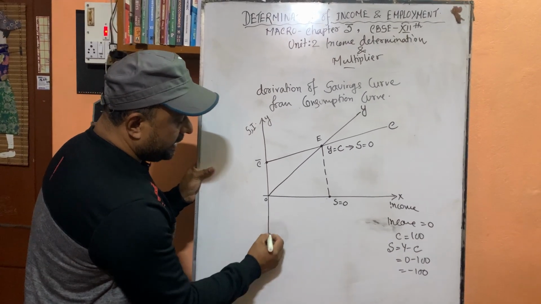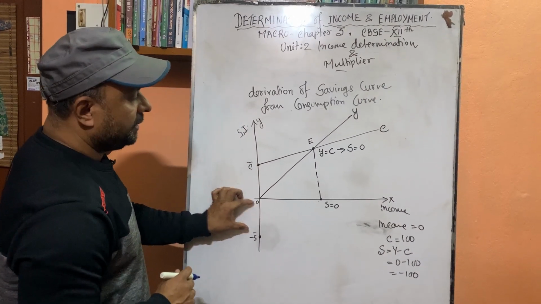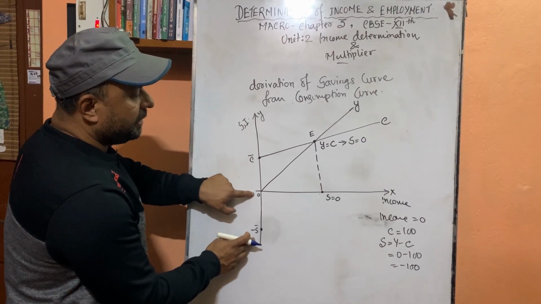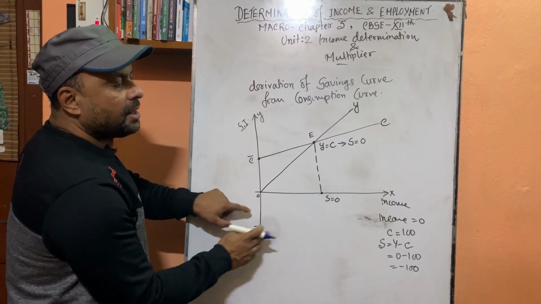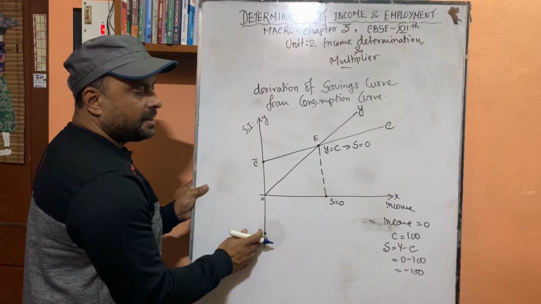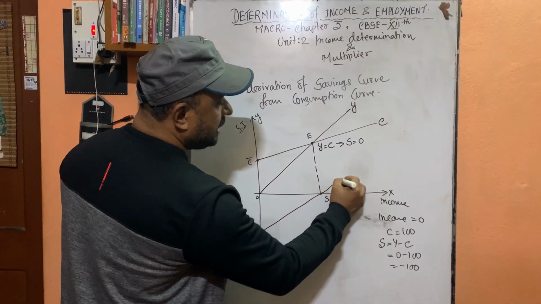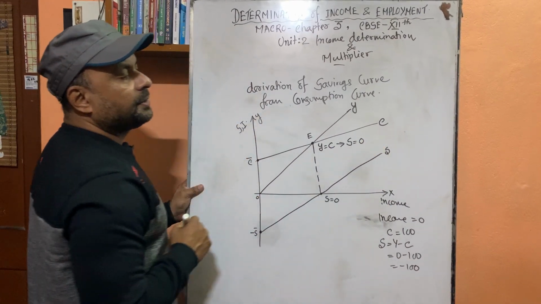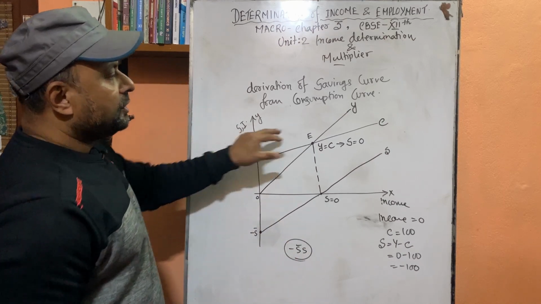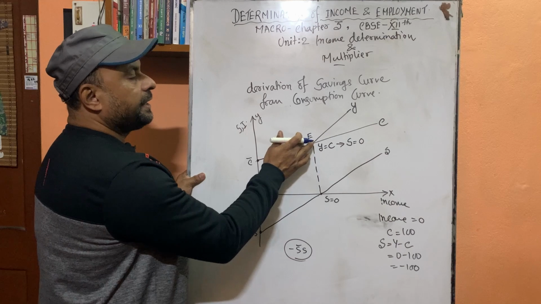This is OC bar and this is OS bar, and this distance is equal to this distance. C bar and minus S bar are equal, because at zero level of income, autonomous savings and autonomous consumption are equal. Only the sign is different: one is positive, the other is negative. So this is the starting point of the savings curve and this is another point of the savings curve. If we join these 2 points and produce upward, we get the savings curve. So this is our savings curve, minus S bar plus S. From the consumption curve, we can derive the savings curve. Just the reverse: from the savings curve also, we can derive the consumption curve.